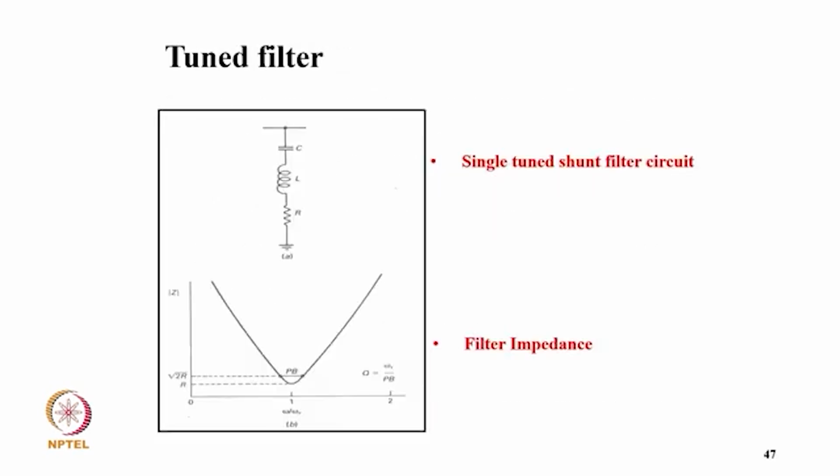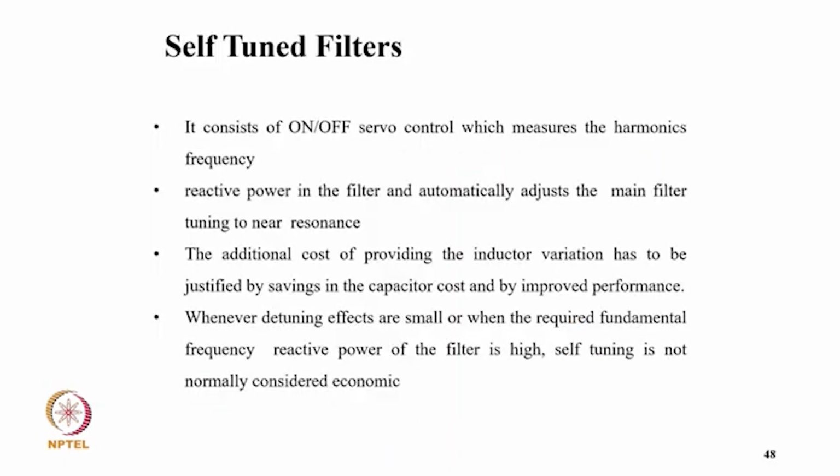And this is the tuned RLC filter, where R is the resistance, minimum resistance, and for pass band it is root 2 R, and the quality factor omega R is the PBC, that is the filter impedance.